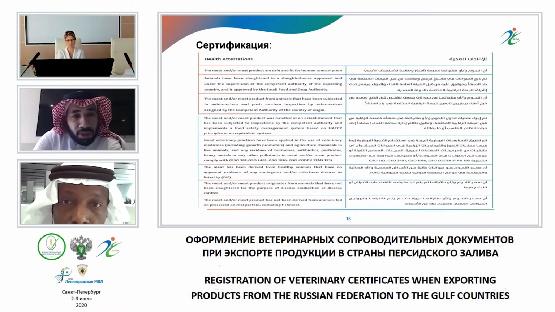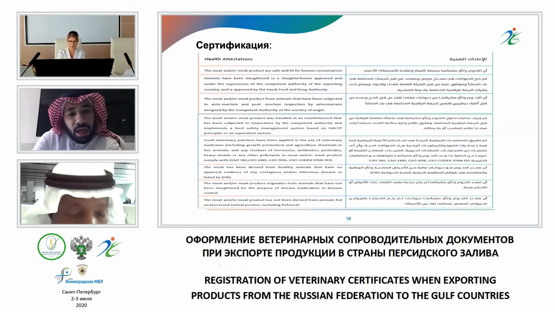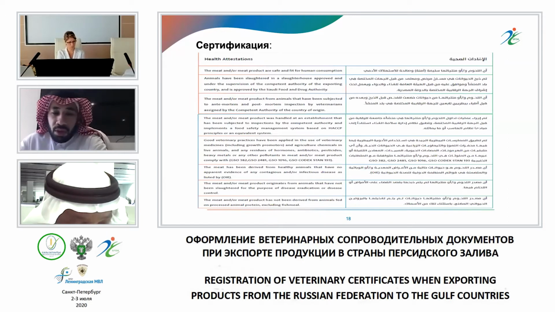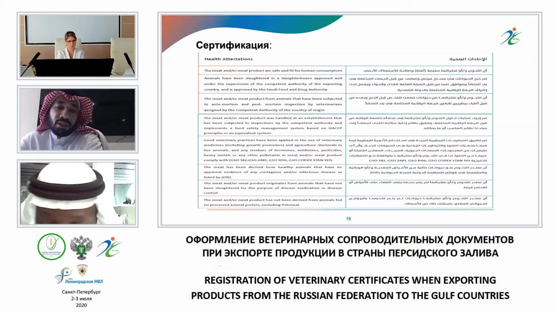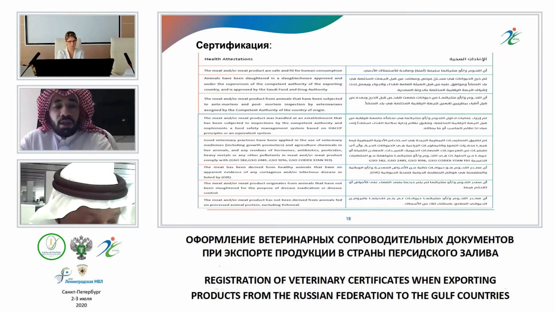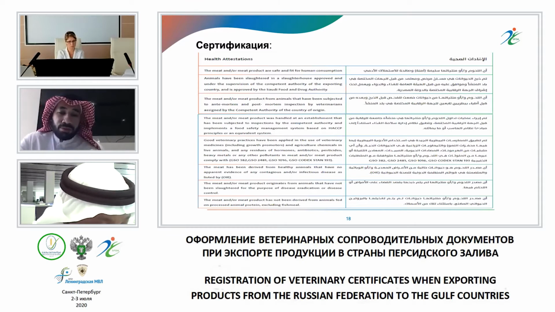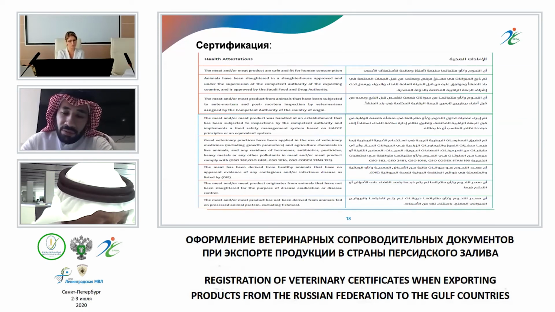So the last point on this slide is the meat has not been derived from animals fed on processed animal protein, excluding fish meal. So this is concerning the animal protein added to the feed of ruminants, excluding fish meal. So fish meal is allowed for ruminants. And this is to ensure that there is no addition of animal protein added to the feeding of ruminants.